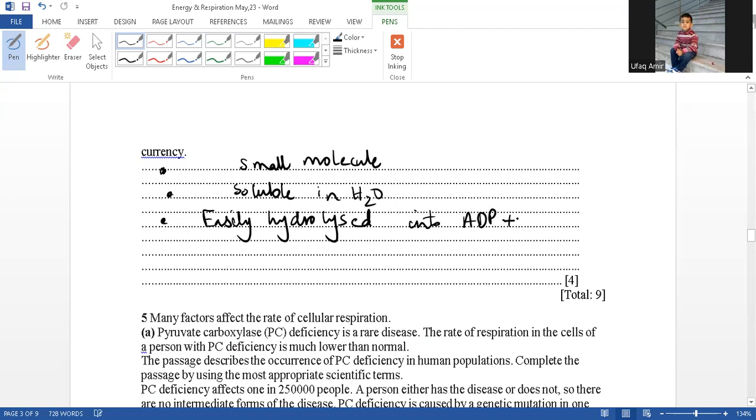ADP and phosphate ion, easily transported, and it releases a lot of energy. When it's hydrolyzed, on hydrolysis, it releases a lot of energy that is enough for any type of chemical reaction. Enough energy needed for any chemical reaction.